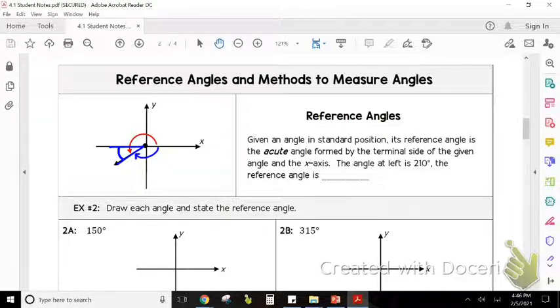All right, so if the whole angle is 210 degrees, how am I going to find this small reference angle here? Well, let's see. We know that from here to here was 180 degrees, right? And so that 210 minus that 180 is what gives us that little reference angle, which is 30 degrees.